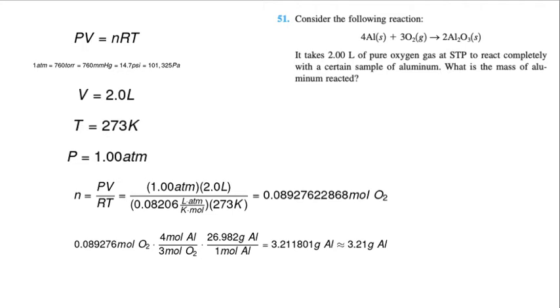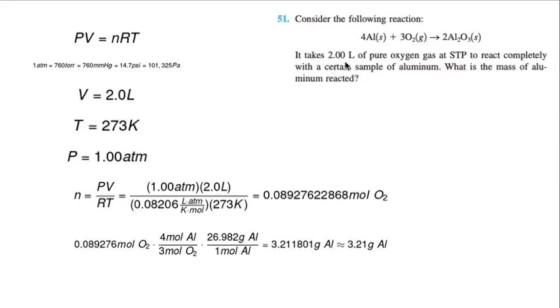In this video, we're going to use our ideal gas law equation and incorporate that with various gas stoichiometry problems. Let's begin. 51. Consider the following reaction, where 4 moles of aluminum react with 3 moles of oxygen gas to produce 2 moles of aluminum oxide.